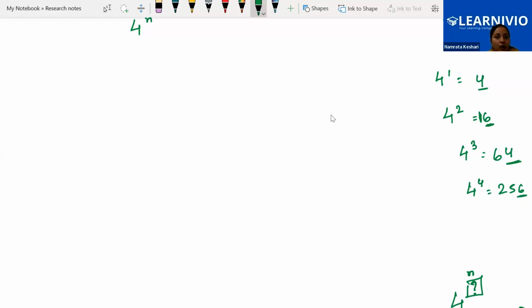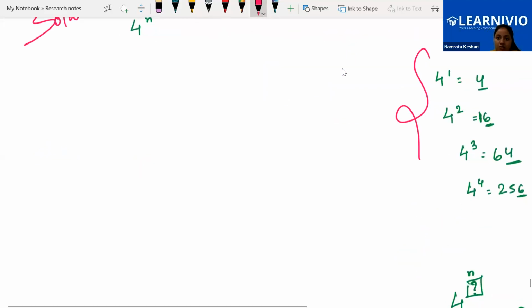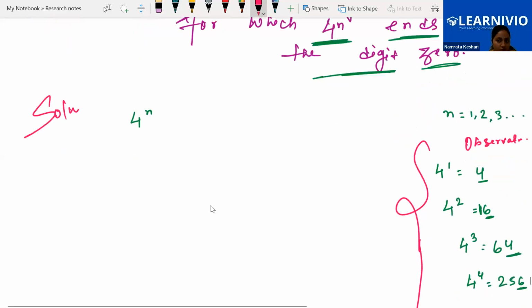Now we can also write this 4 to the power n using the law of exponents you have done in the previous class. This was just the observation. We have tried to understand the question. The solution here we will be doing on the left hand side of the screen.